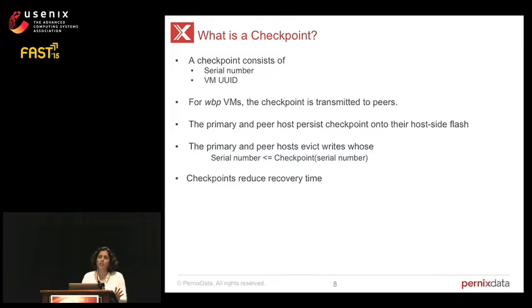If there are any peers that have been allocated for a VM, then a checkpoint is also transmitted to the peers. The peer also persists its checkpoint on its own host-side flash. So once the checkpoint is there, the primary and the peer hosts are free to evict those writes that have already been acknowledged by the SAN, and those are the writes whose serial number is less than the latest checkpoint. Checkpoints reduce recovery time, and I'll talk about that when we discuss fault tolerance.